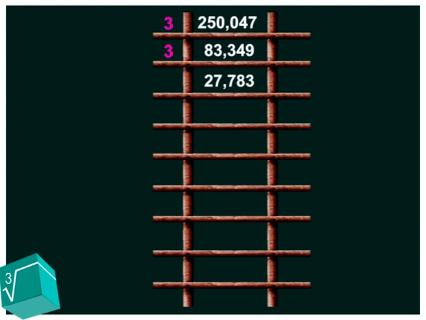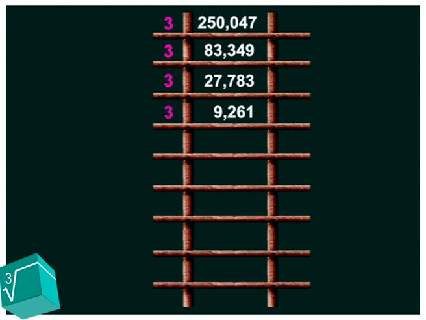27,783 is again divisible by 3. After dividing 27,783 by 3, we get 9,261. Put 9,261 at the next bottom step of the ladder. Which is the smallest prime number that exactly divides 9,261? Again, it is 3.